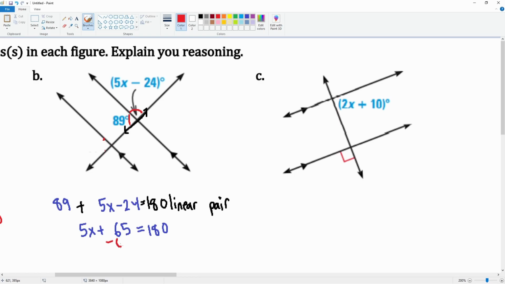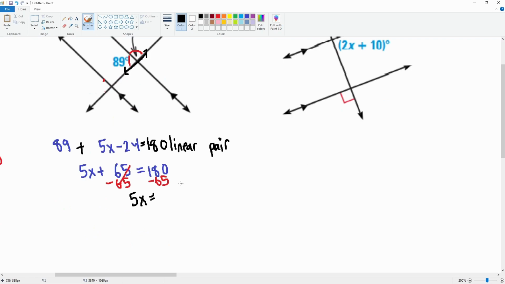Right, let's subtract 65 from both sides so we can get this to cancel, leaving us with 5x is equal to 180 minus 65, which is 115. Now we divide by 5 on both sides. This cancels, leaving you with 115 divided by 5. It is x is equal to 23.